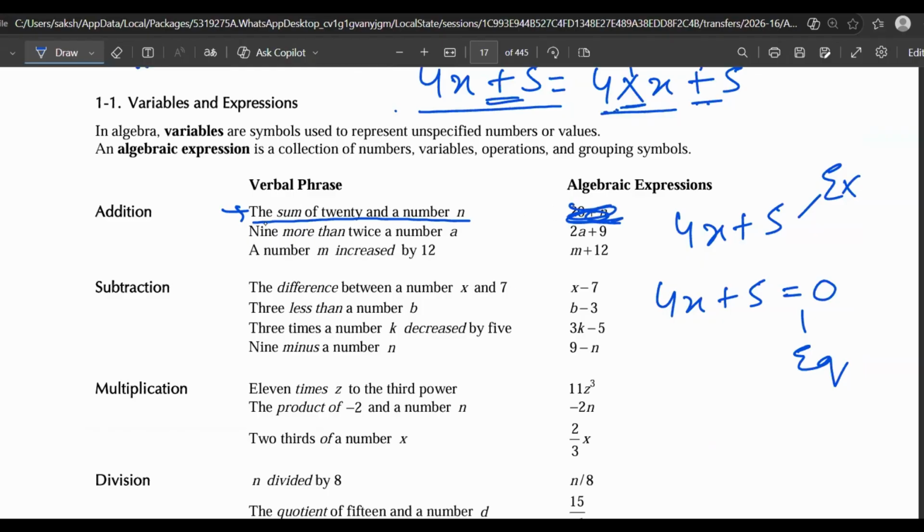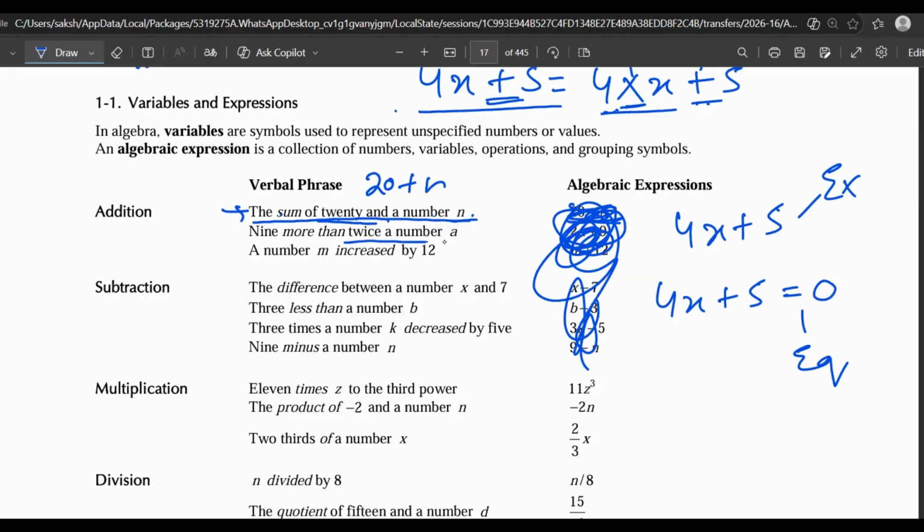If I say the sum of 20 and a number, what are you going to write for this in your expression and numerical terms? Here they already gave you the constant term, so what you're going to write is simply 20 plus n.